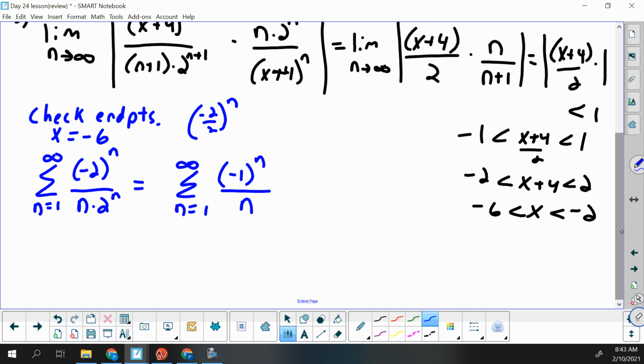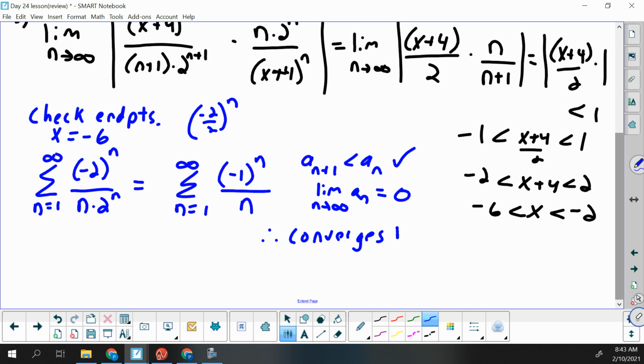So this is going to be alternating. Each successive term is less than the previous one, and the limit as n approaches infinity of our terms goes to 0. So we can say, therefore, this converges by the alternating series test.